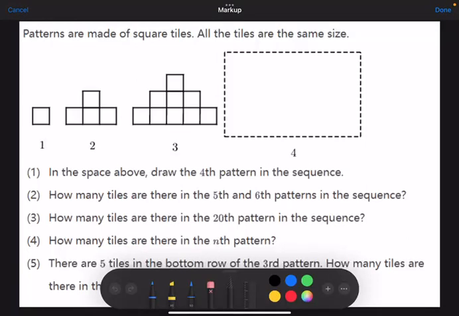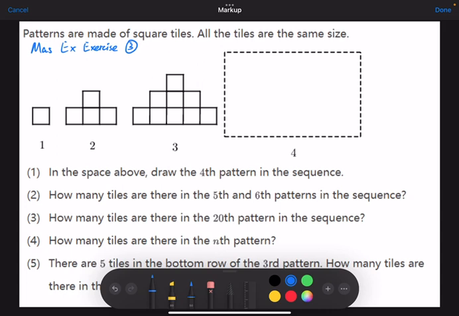Okay, let's keep looking. This question is mastery lesson or mastery class. Extensive exercise. Question number 3. So patterns are made of square tiles. All of the tiles are of the same size. Question number 1. In the space above, draw the fourth pattern in the sequence. This should be no challenge for everyone.